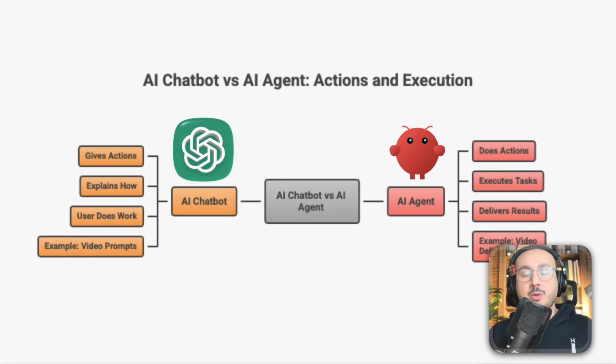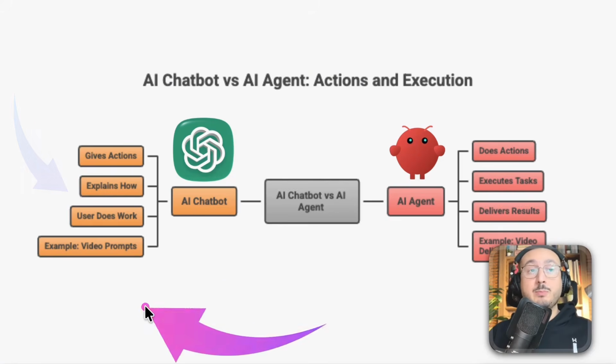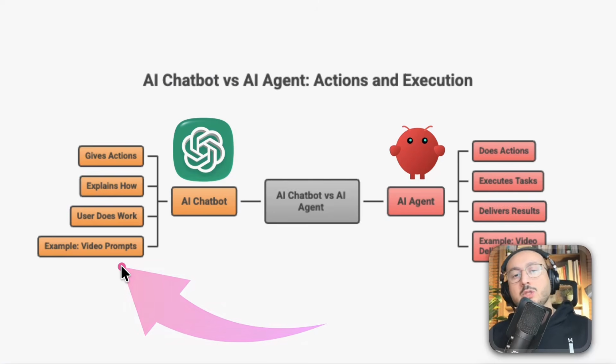Imagine that I'm going to ask ChatGPT to create a video for me. By default, ChatGPT will basically give me the actions that I need to take. It'll tell me, look, you'll need this software. You have to, well, I can help you open it, run it, and set it up. So it gives you the actions that you have to do yourself. It's the user who actually does the work. It can explain how, it can give you example prompts to run on other tools like NanoBanana, Veo 3, or other software.